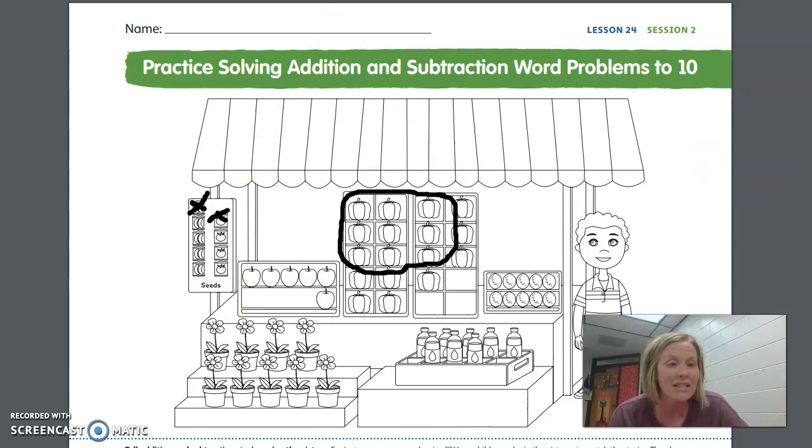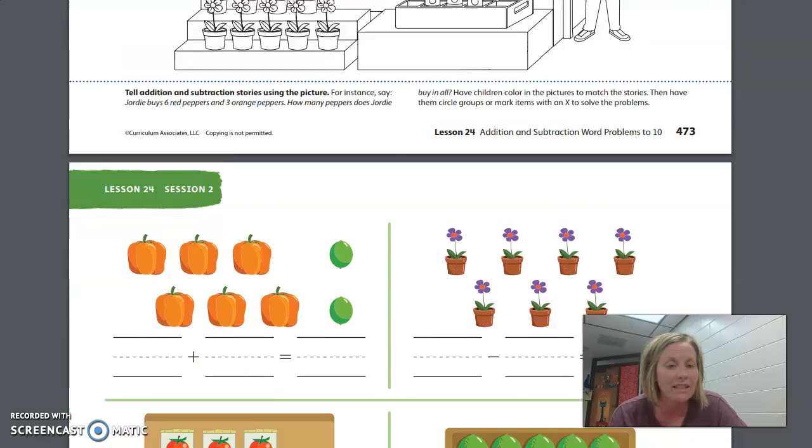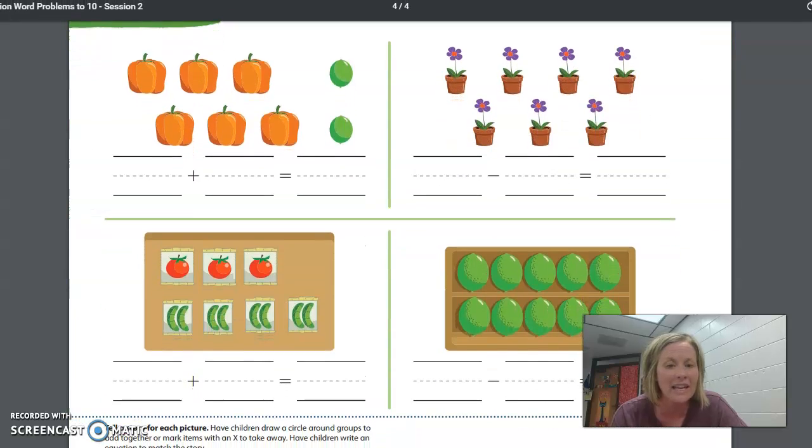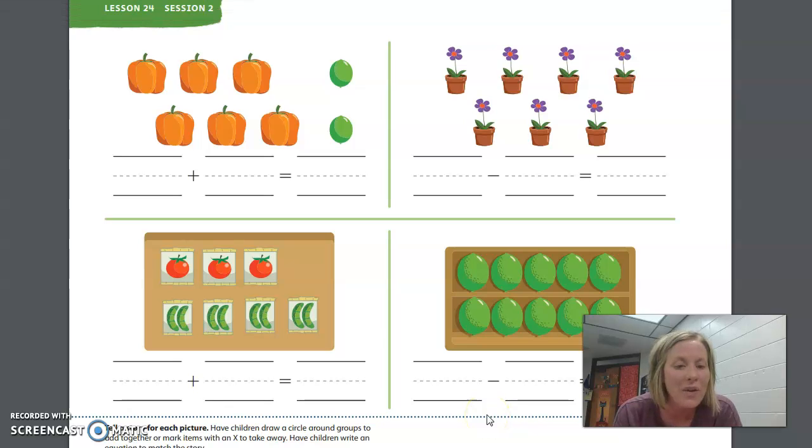All right, boys and girls, one more page. Can you find the page that looks like this? What you're going to do is you have to remember, look at those symbols, see what you're doing. You're going to write 2 addition sentences for the pictures and 2 subtraction sentences. When you have them written, I want you to find somebody in your house and you're going to be telling them a story about the picture.